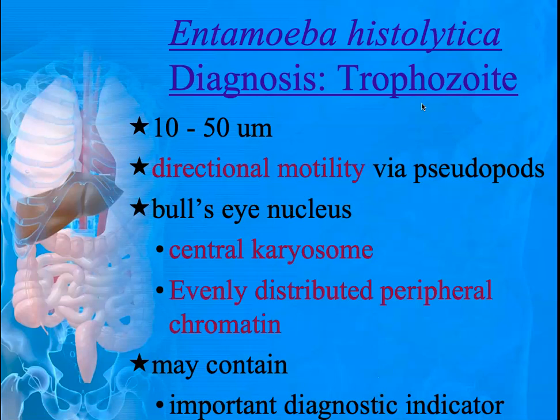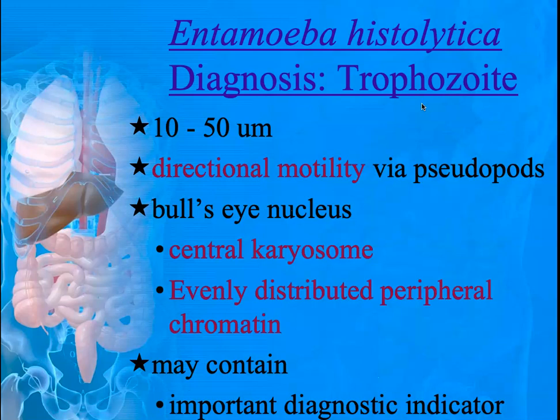So what does this guy look like? So starting with the trophozoite form, you don't need to memorize the size, as in the numbers. What you need to know is relatively how big is it or how small is it compared to other parasites. Okay, so keep that in mind.